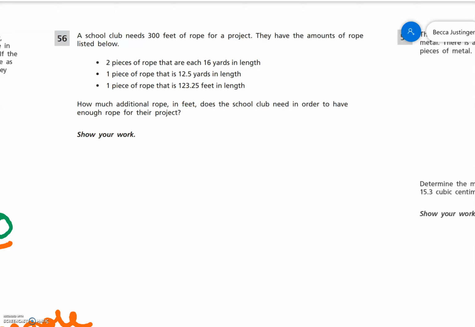So be very careful. You have to read. You have to do this conversion here, because this is 16 yards. Well, 1 yard is equal to 3 feet. So if there's 3 feet in 1 yard, we're going to take 16 and multiply it by 3. So there's 2 pieces of rope that are each 48 feet in length. And then 1 piece of rope, we're going to take that 12.5 and multiply that by 3 as well. So that's 37.5 feet.